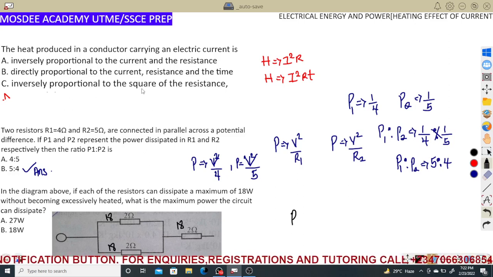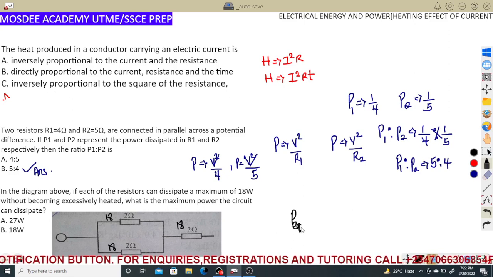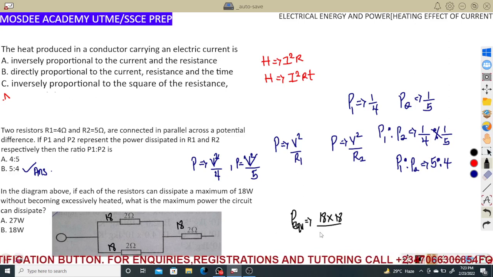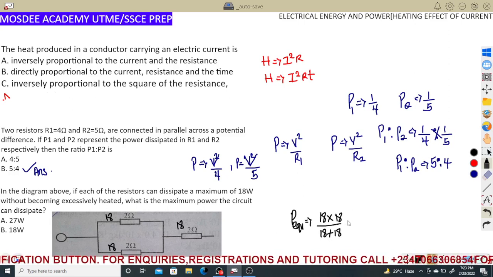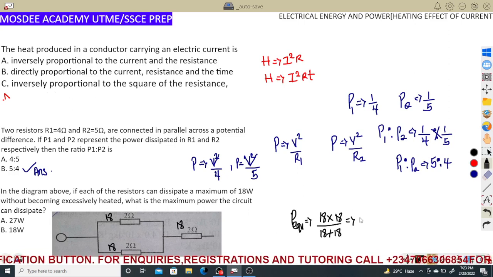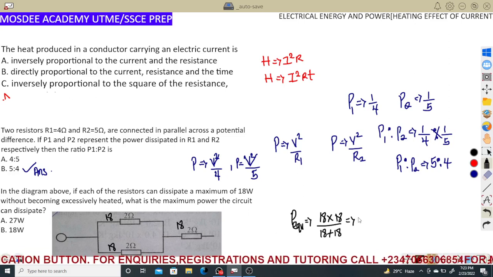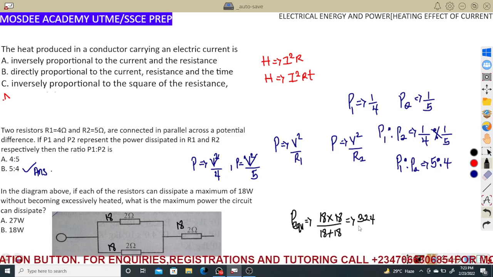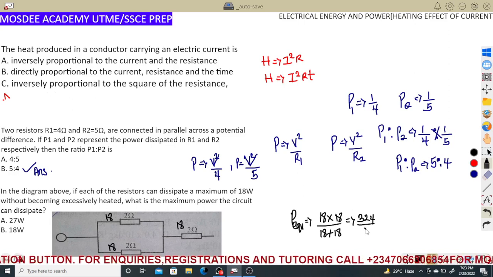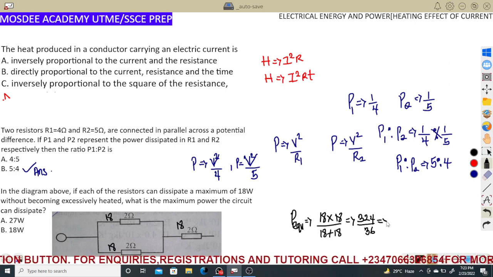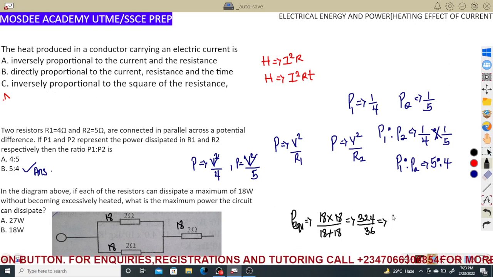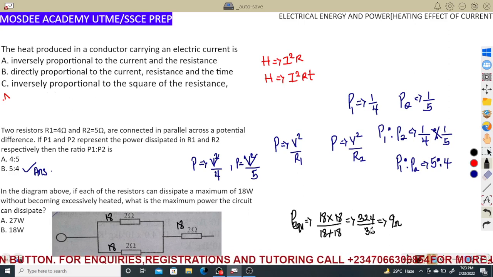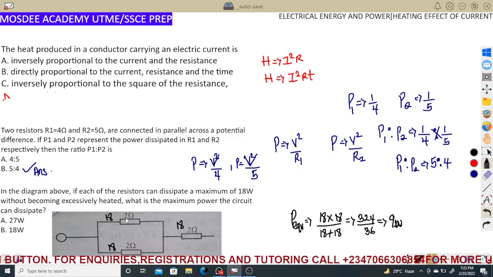So let's do the parallel combination first. 18 times 18 over 18 plus 18. We did this yesterday, very simple. 18 times 18 is 324, I think. 18 squared, is it 324? 18 plus 18 is 36. 324 divided by 36 should be 9. Don't mind me, I'm used to doing something with my head. A calculator is on your screen on your exam day. So the 9 watts is what is flowing through these two because they are in parallel.